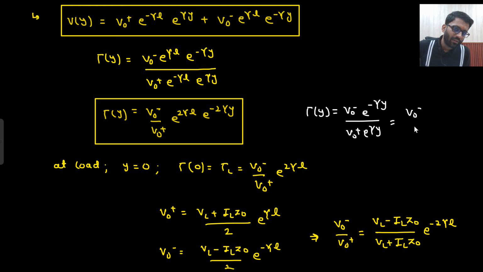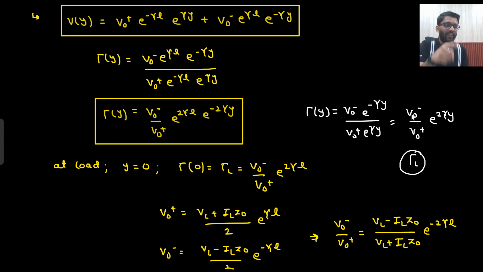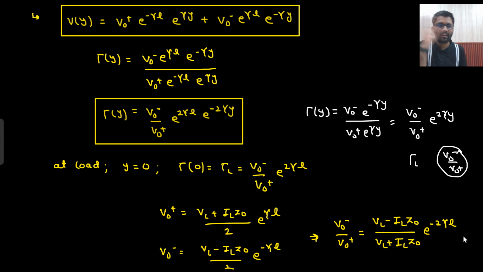So what was I getting? V0 minus divided by V0 plus e to the power 2 gamma y. Now what did I call this one? I call this one gamma L. This was our gamma L. This was the reflection coefficient at load, because if you put y equals to 0, what you are getting? V0 minus divided by V0 plus. So this was our reflection coefficient at load. This I was calling gamma L.